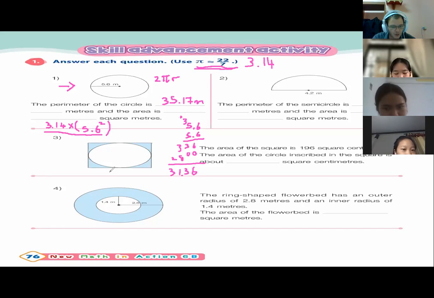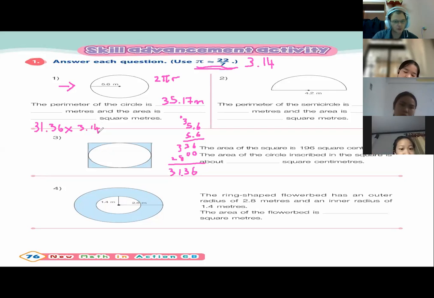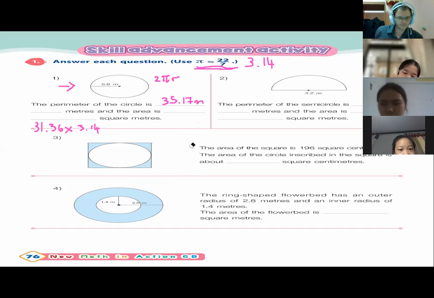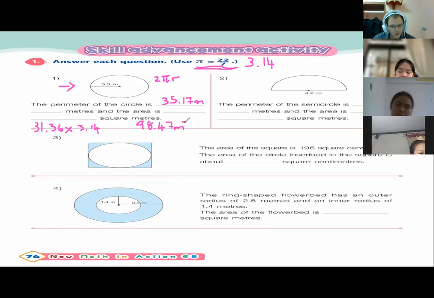So the first part, if you calculate the r squared, you'll end up with 31.36. Multiply that with 3.14. What is the answer? Well, the answer is 98.47 meters square or square meters. Okay, so that's how we calculate the area.